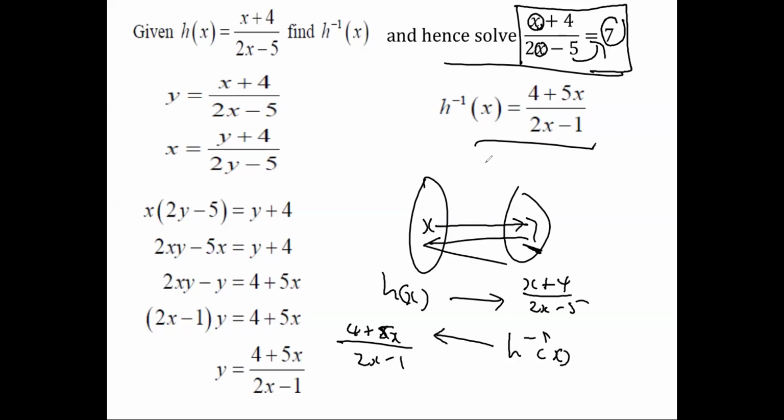So all you have to do now to solve is, x equals h inverse of 7. So you just substitute 7 in here, and that will lead you back to x. So if you understand what the inverse does, that's why they ask you to solve that equation. You notice they use the word hence. They mean you have to use this inverse.